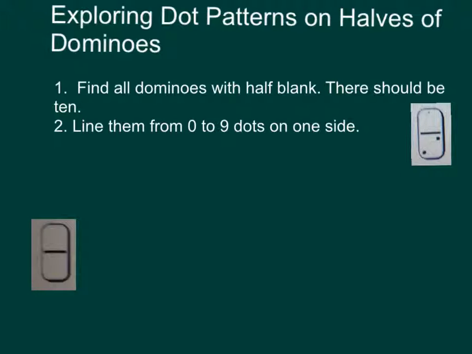Now look at all your dominoes and see if you can find one that has one half with no dots and one half with one dot. Do this now. This domino should look like this. Now try to find the rest of the dominoes, increasing the dots all the way up to 9. Do this now.